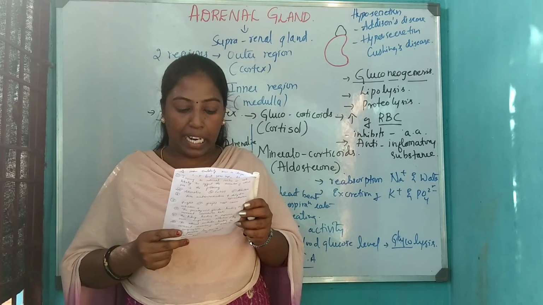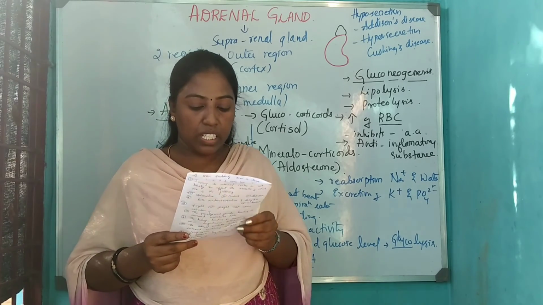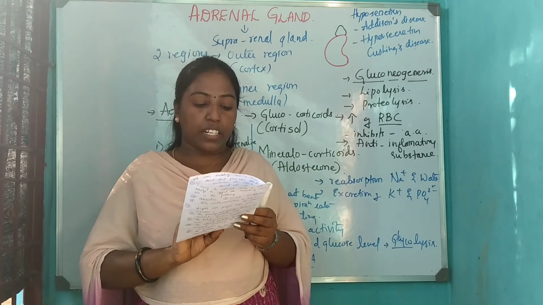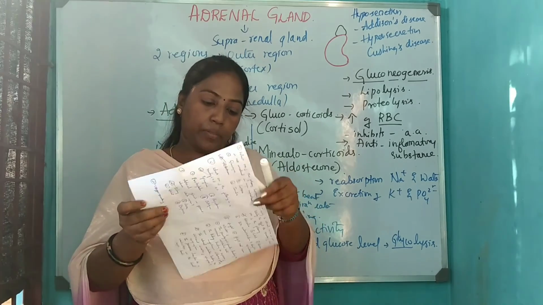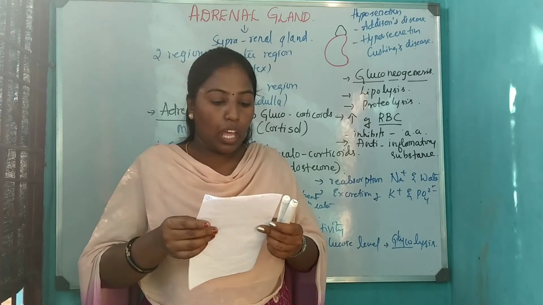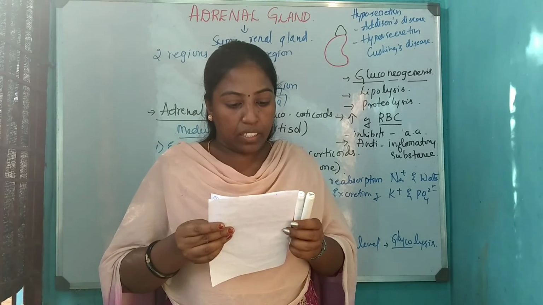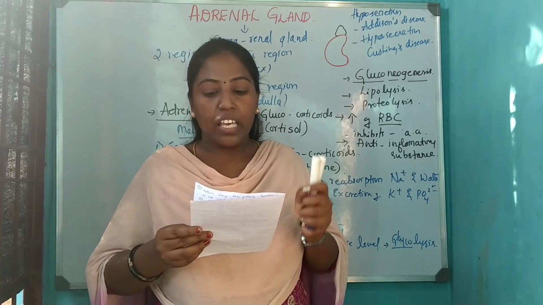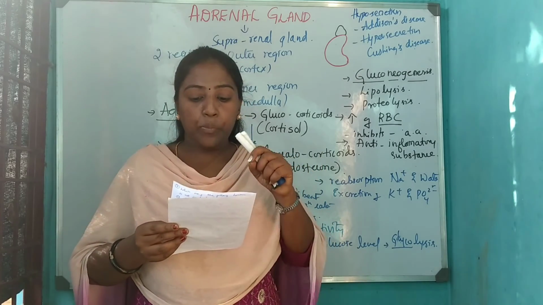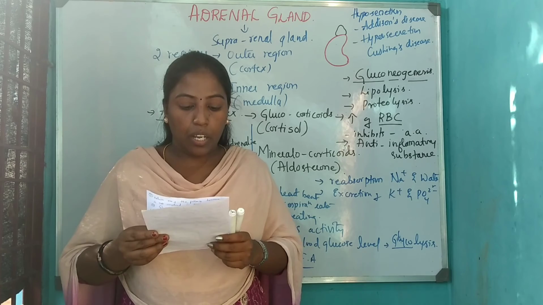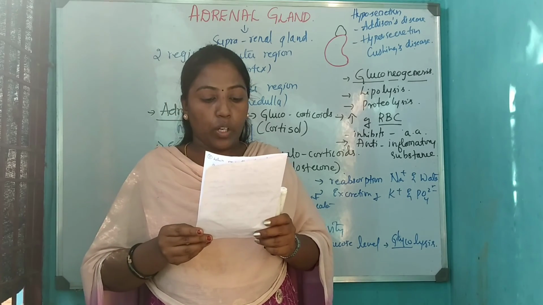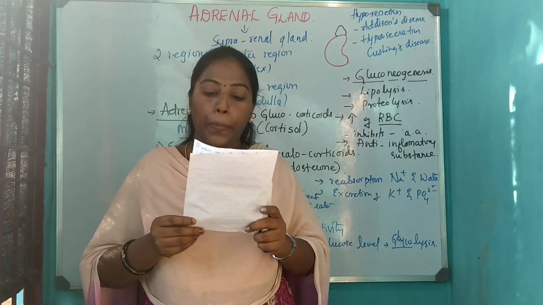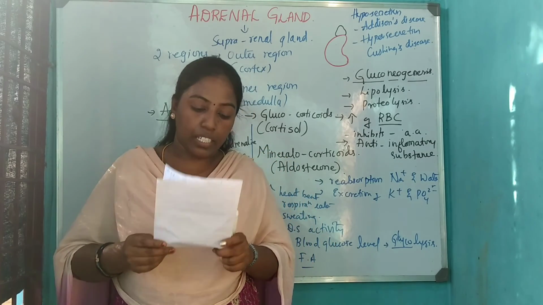Next, the adrenal gland is present above which organ? A, kidney; B, liver; C, heart; D, oxytocin. The answer is kidney. Then, a man suddenly sees a tiger. His heartbeat goes up, blood pressure increases, and so on. Which hormone is released at this time in his body? A, corticoid; B, parathyroid; C, adrenaline; D, thyroxine. The answer is adrenaline.